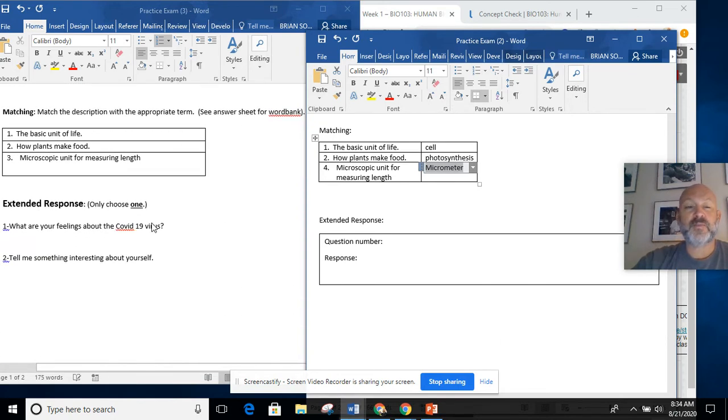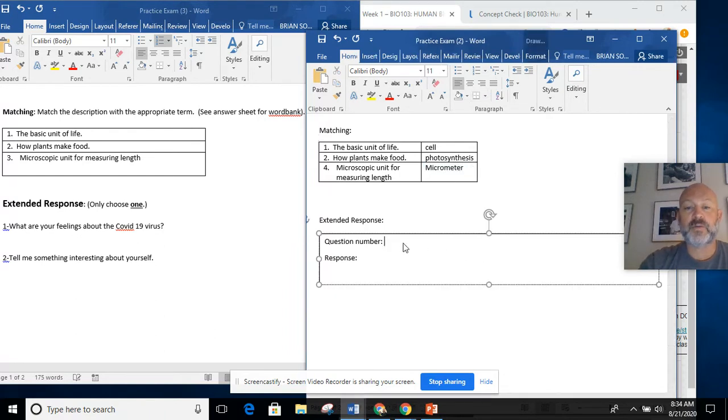Now, look, if you go to the extended response, what I'll usually do is I'll give you too many where you only have to choose a couple. Here I'm giving you two, but you only have to choose one. So, what are your feelings about COVID-19? Or tell me something interesting about yourself. So, whatever one you decide to do, just tell me the question number. Let's say question number 2, I want to do. And then you would just add your response below.